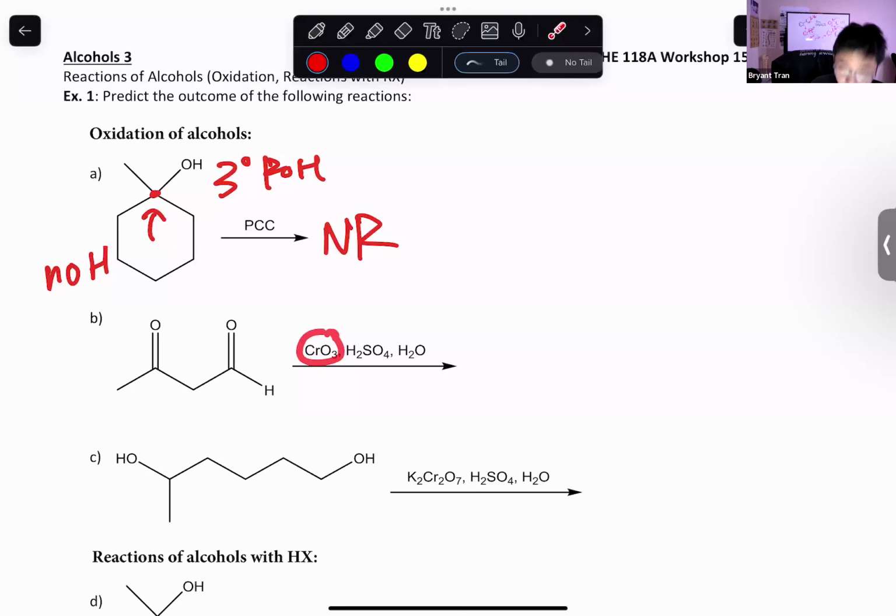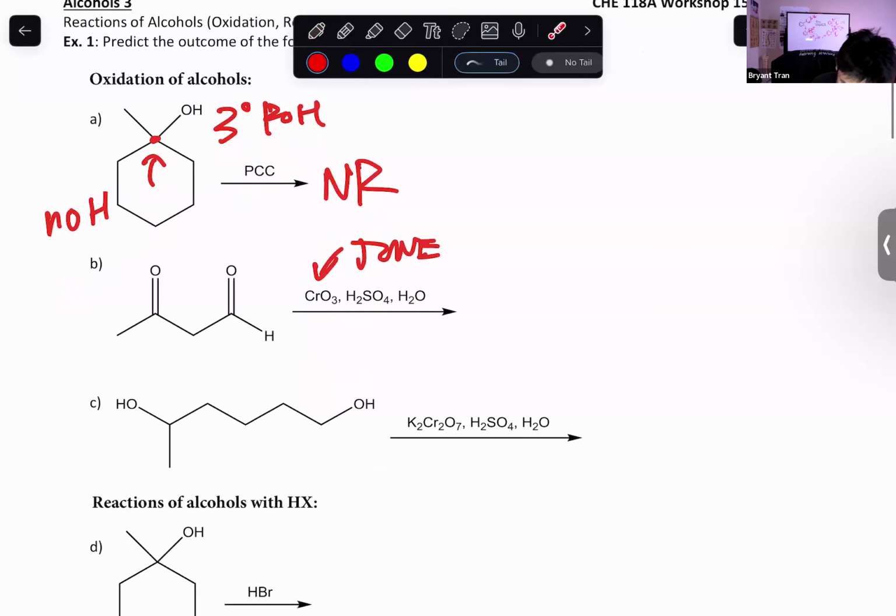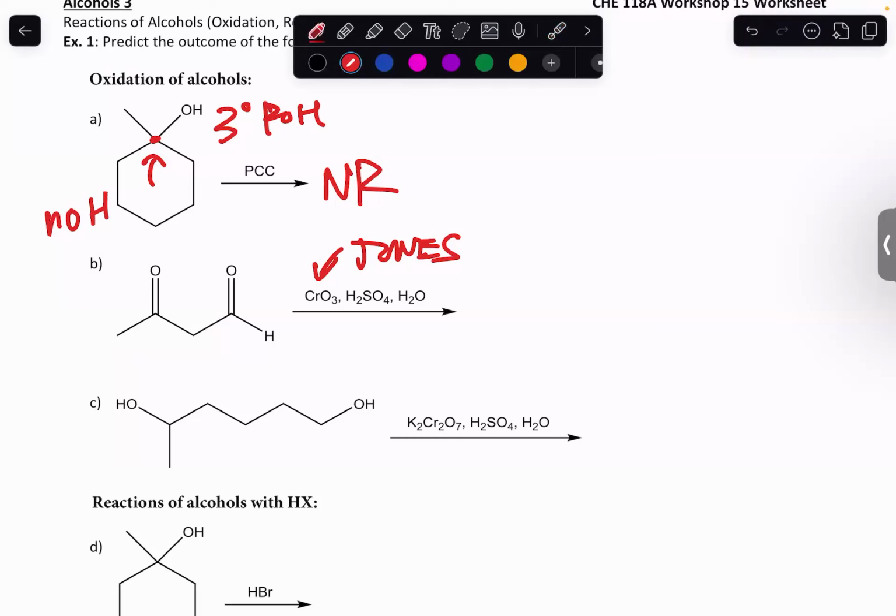Whenever you see chromium and a lot of oxygens, what type of oxidizing agent comes to mind? Jones. Jones reagent, yes. And when we have Jones reagent here reacting with this reactant, which functional group would be affected? This ketone or this aldehyde? The aldehyde. And what functional group would that aldehyde be converted into? Is it carboxylic acid? Yes, carboxylic acid.